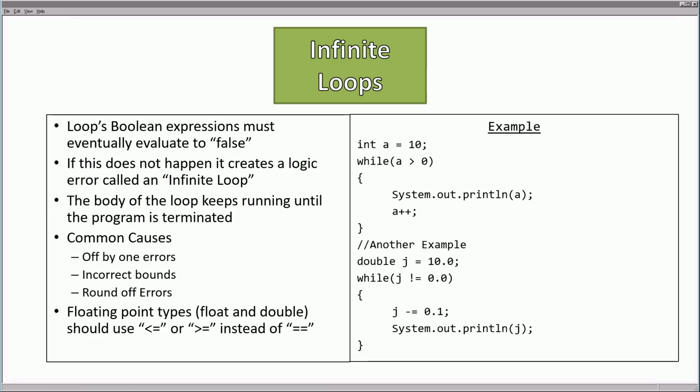Whenever we are using floating point values, it is better to use less than or equal to or greater than or equal to instead of just equal to. Because of these round-off errors, it may not be exactly equal to 0, and what can happen in this case, instead of it being exactly equal to 0, eventually it's going to be negative. And as it becomes negative, it just becomes more and more negative, and it will never reach the value of 0. Always keep in mind, floating point values like doubles or floats are imprecise.